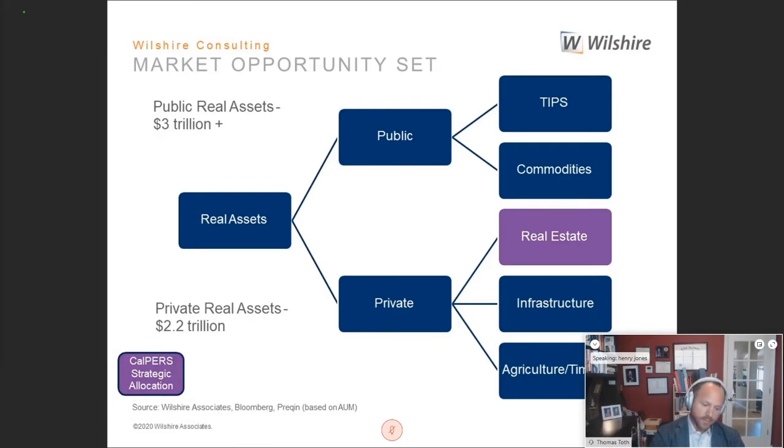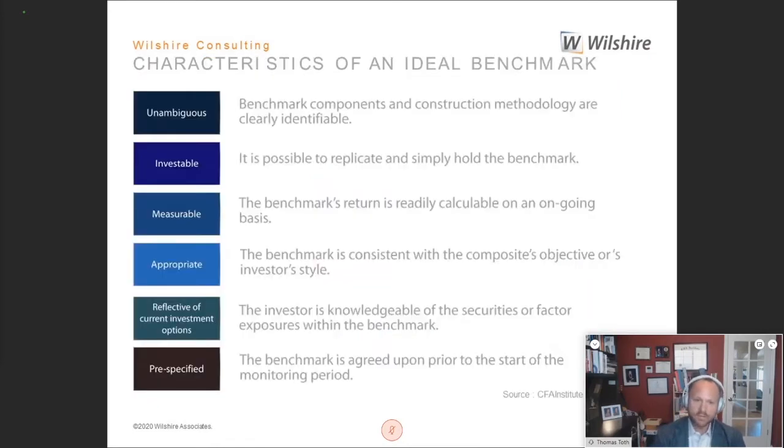I'll have us flip a couple of pages to page 11 because there are a number of characteristics that we feel exemplify what you might consider an ideal benchmark. And I'll just run through them relatively quickly.